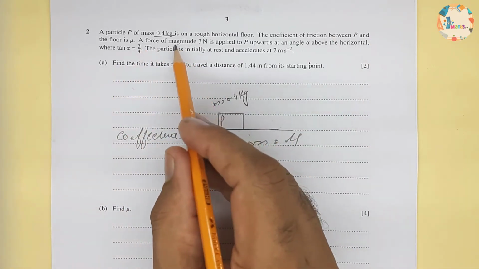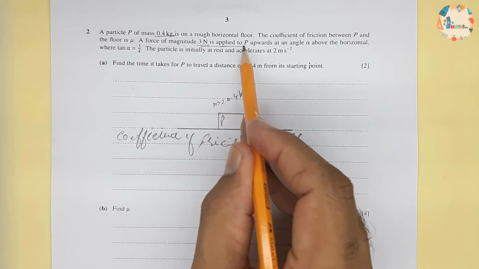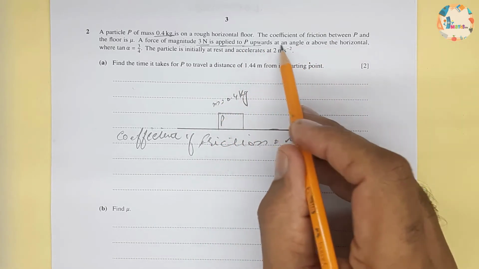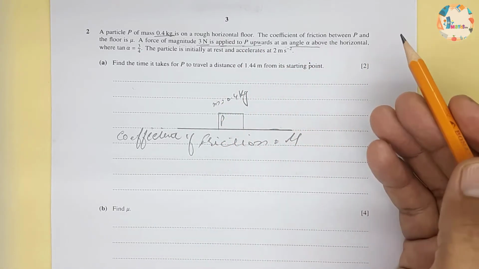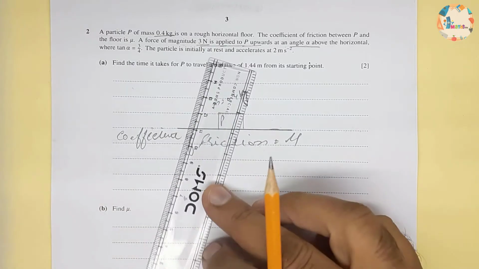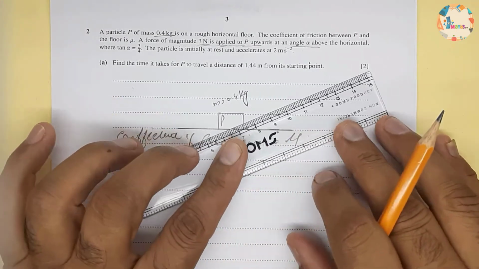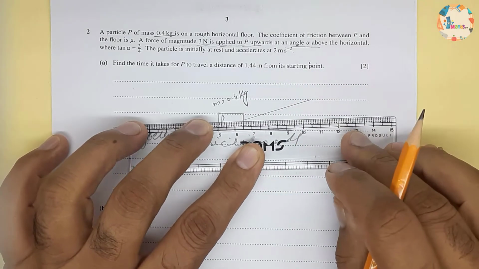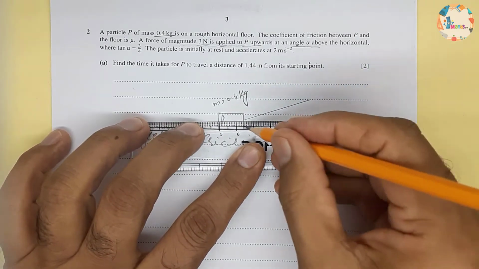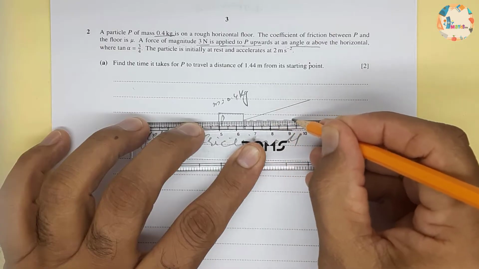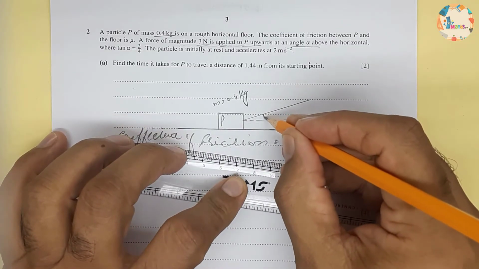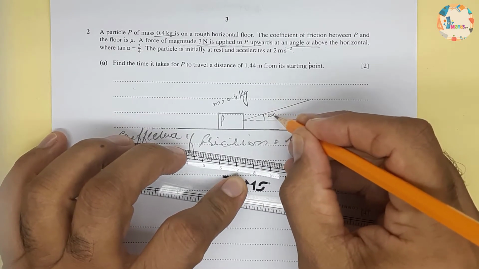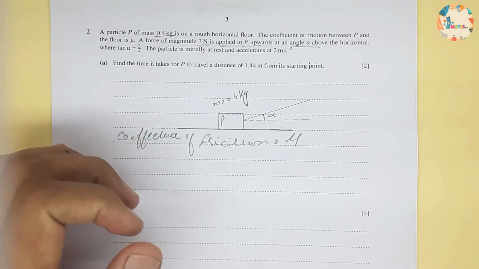A force of magnitude 3 Newton is applied to P upwards at an angle of alpha, so above the horizontal. This will be the P force which is being applied, and this is the horizontal, which we can show with the dotted line, and this one is angle alpha. Hopefully you are understanding everything.